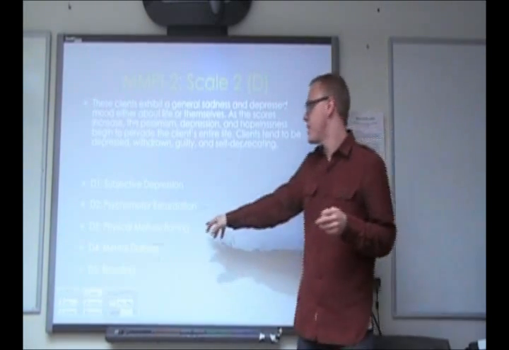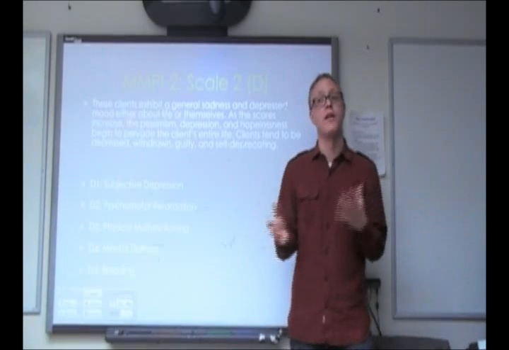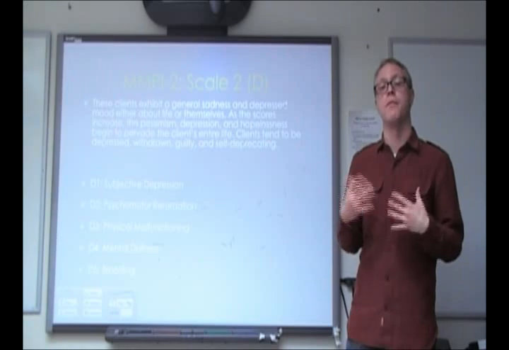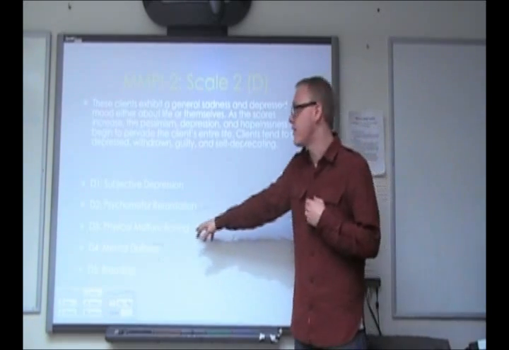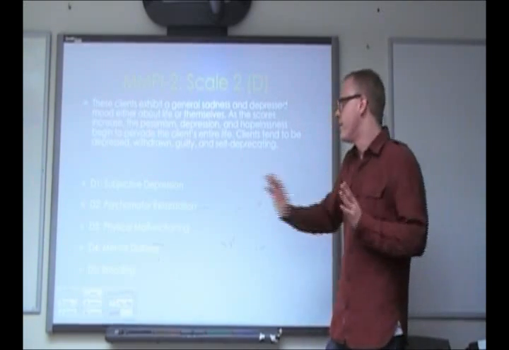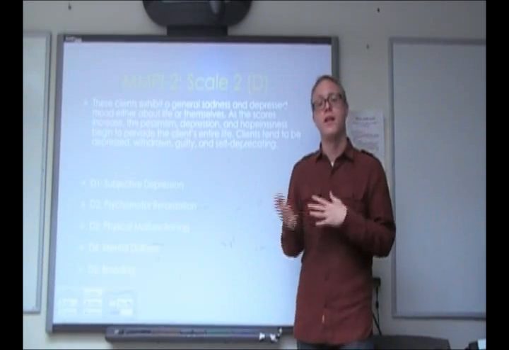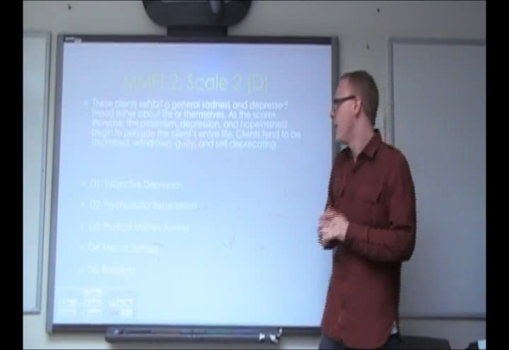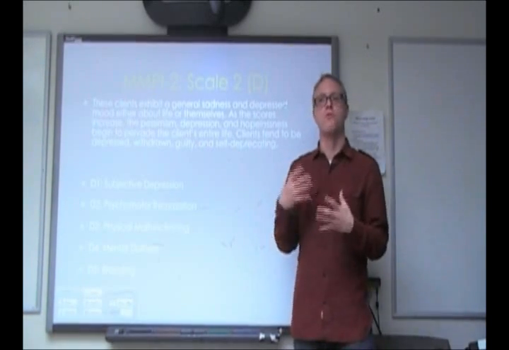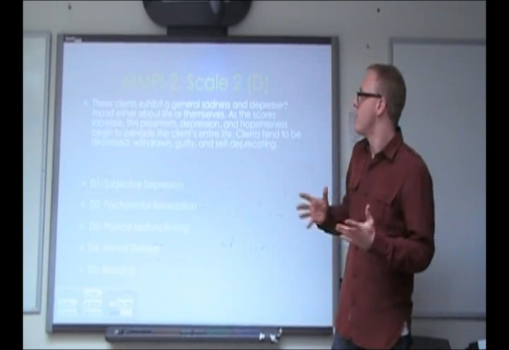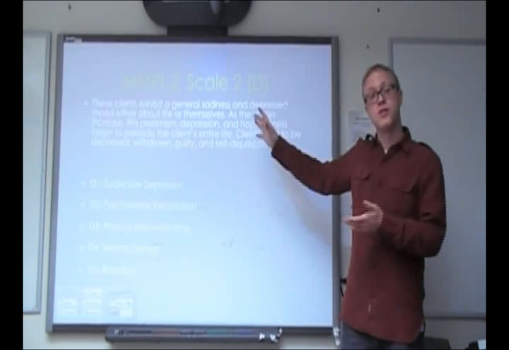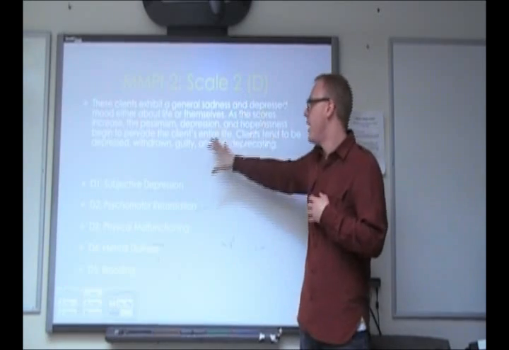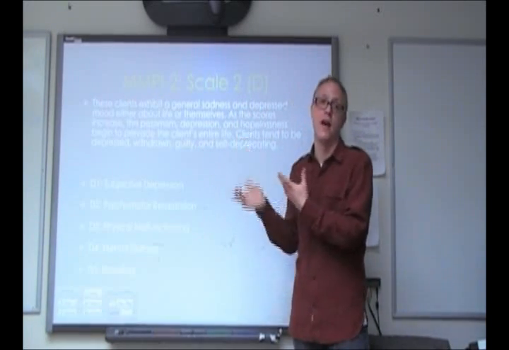D3 is physical malfunctioning. So as Zoe is saying, in a lot of different communities, depression symptoms actually come as somatic symptoms, and that takes that into consideration. D4 is mental dullness. DSM-wise, it would be difficulties concentrating and difficulty making decisions. And D5 is brooding, which would be the more ruminative aspects of depression. So this is the general description of what elevations on scale 2 would be, and these are the factors that load onto that.